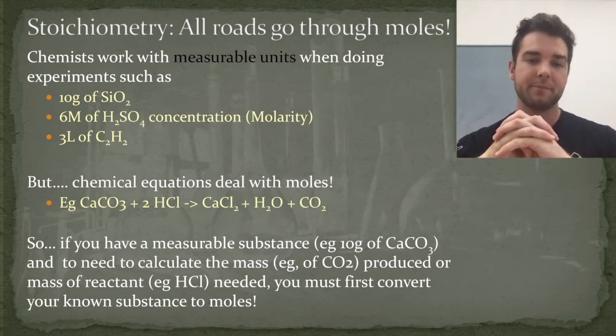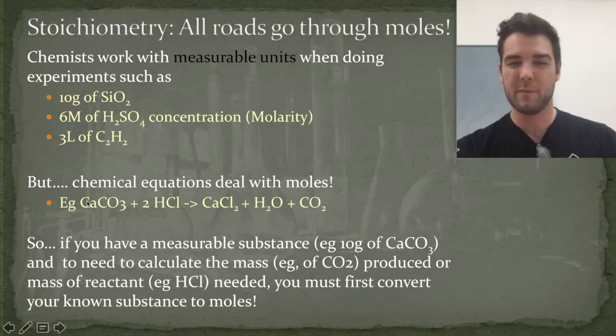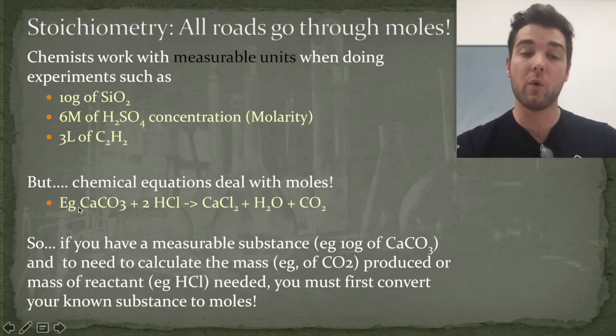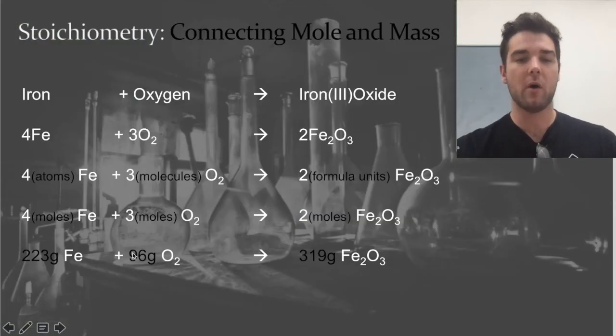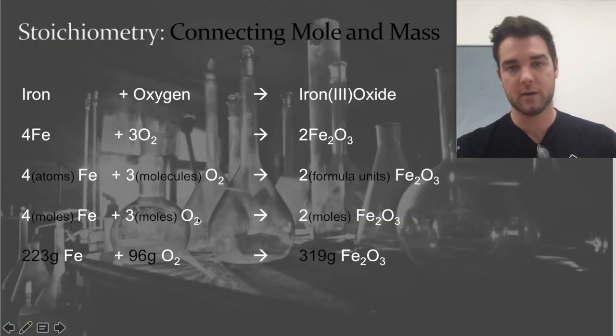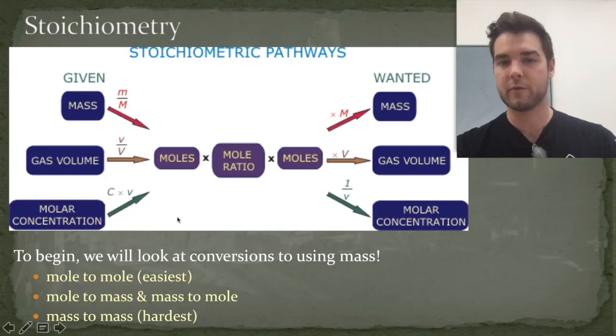So, as I said, you can read this here. If you have a measurable substance, for example 10 grams of calcium carbonate, and you need to calculate the mass of CO2 produced by this reaction here, you must first convert your known substance to moles. Because the numbers here, these aren't grams. This isn't 1 gram reacts with 2 grams to give 1 gram, 1 gram, and 1 gram. It's 1 mole reacts with 2 moles to give 1 mole, 1 mole, 1 mole. And obviously these mole amounts, because they're different elements with different molar masses, are different. So we can't use grams. We have to go through moles.